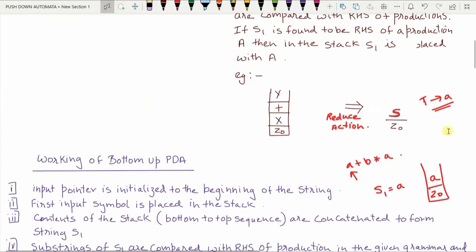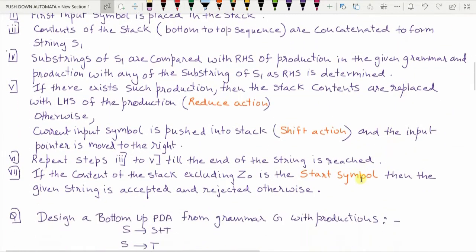Now what has happened? S1 is A, single A. So there is one production T gives A where its right hand side happens to be S1. So this A can now be replaced with the left hand side of the production, that is T. That's how A will be replaced with T. And this method is called reduce action.